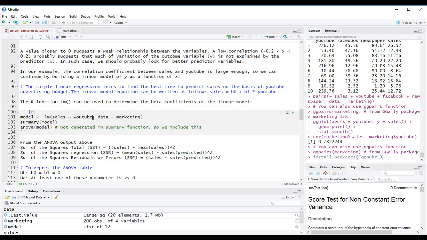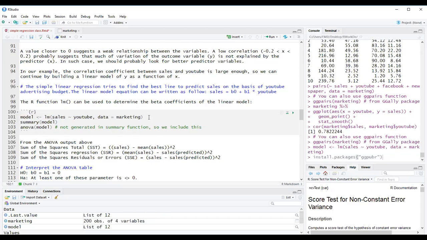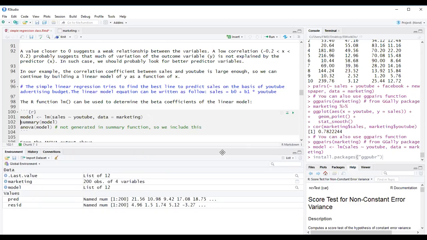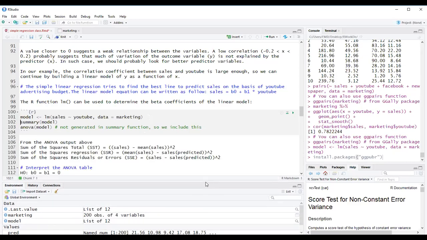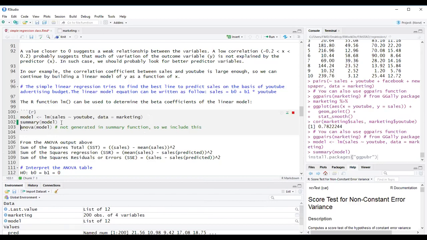So we're going to add here Facebook and marketing. So let's run this. Run. Okay, so that means in your environment, you have already the model, and you notice that there are 12 objects inside this model. So let's ask R to generate an output called summary. Let's run just the summary first. Let's run ANOVA later.